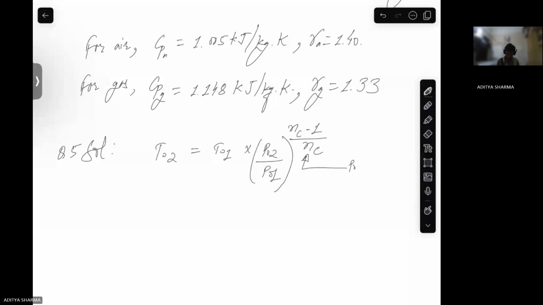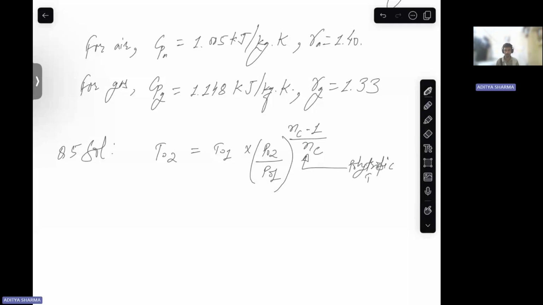This is polytropic index, not to be confused with efficiency. This is polytropic index. Okay.